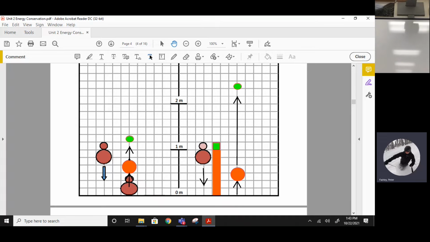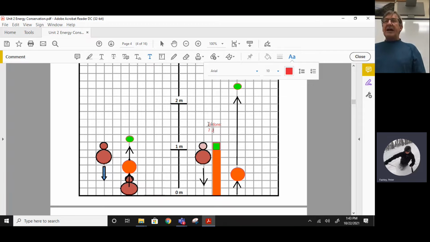It seems to me that before there was 7 joules of energy. Remember, joules is the measurement of energy named after a scientist, Dr. Joule. And before we dropped the ball, there were 7 joules of energy. 6 in the basketball, 1 in the tennis ball, a total of 7 joules.